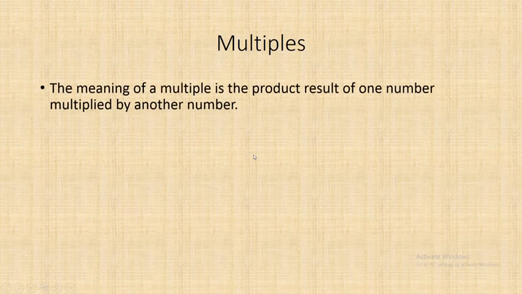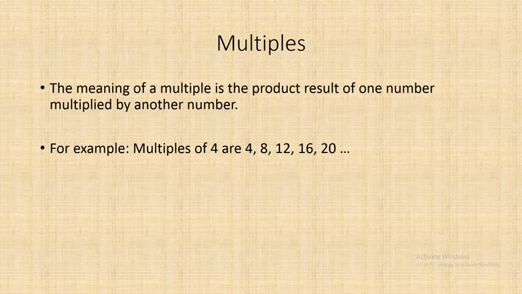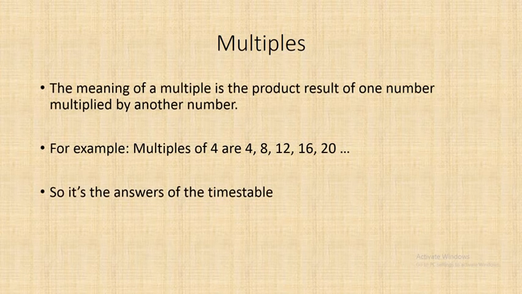So the meaning of multiple is the product result of one number multiplied by another number. So it means what? For example, multiples of 4 are 4, 8, 12, 16, 20, and so on. So, in other words, it's the answers of the times table of 4.